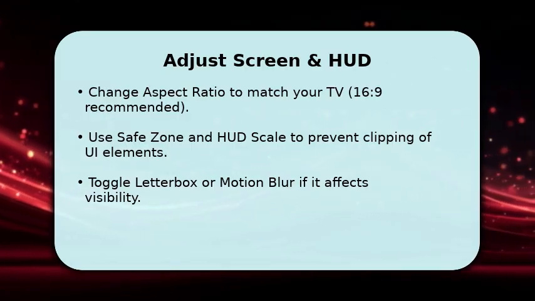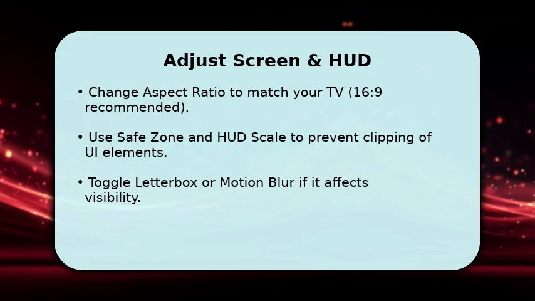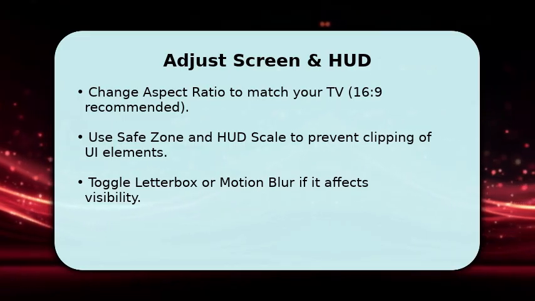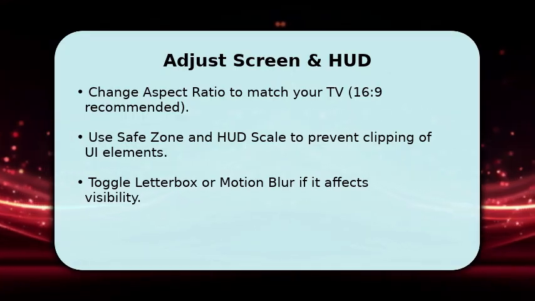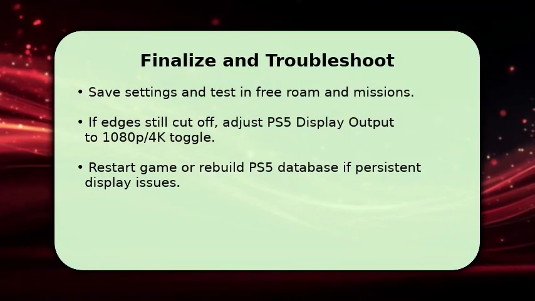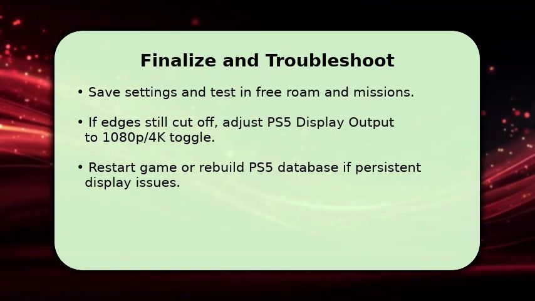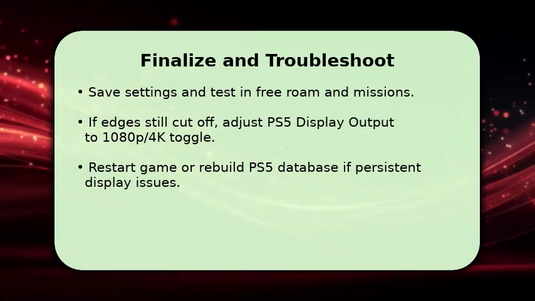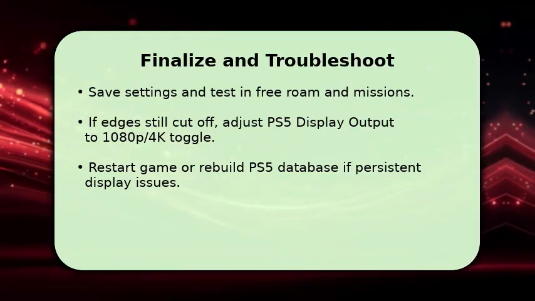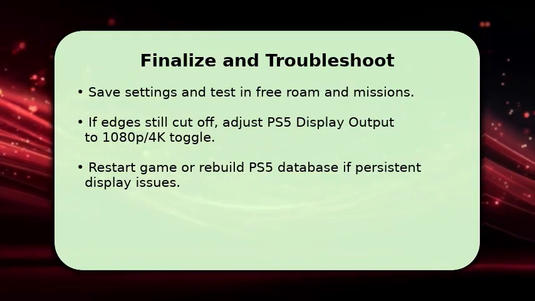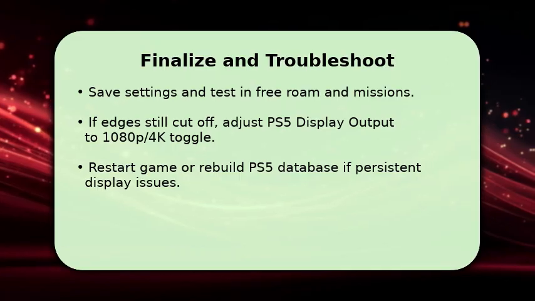Also check options like letterbox and motion blur. Turning these off can reveal more usable screen area and improve clarity, especially in menus and mission prompts. You finish by saving your display changes and immediately testing them in free roam and an active mission to confirm HUD placement across situations. If edges still appear cropped, make sure the PS5 display output matches your TV.